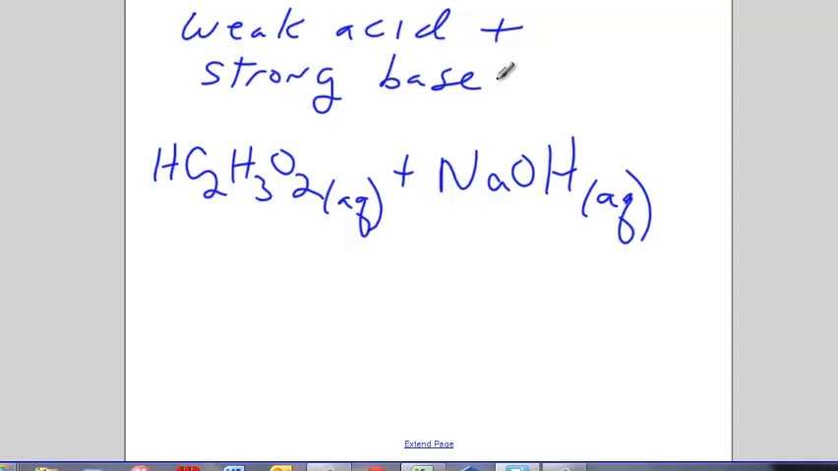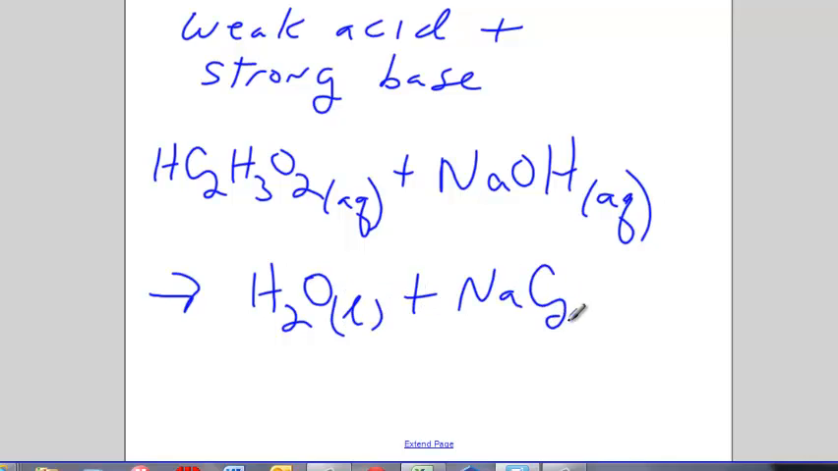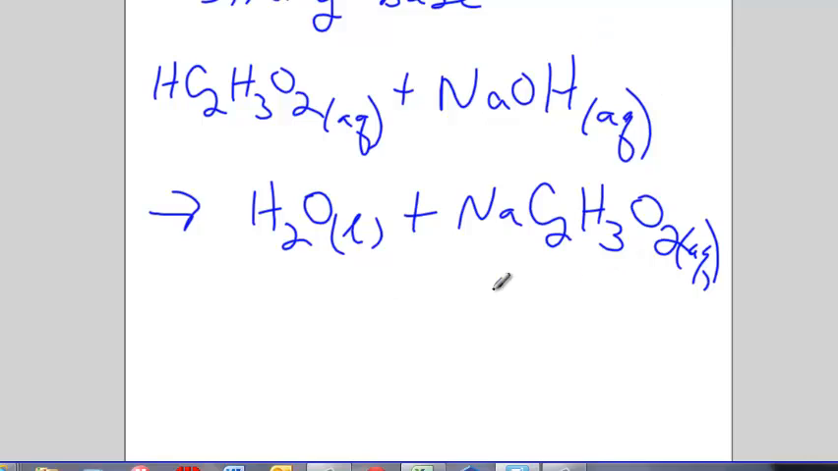Now again, it's really just a double replacement reaction. The H is going to go with the OH, the Na is going to go with the acetate, and I've got liquid water, and sodium acetate. Oh look, water and a salt. Yes, sodium acetate is still a salt. It's an ionic compound. Don't let the polyatomic ion fool you. This is my balanced chemical equation. Now, let's write the net ionic.